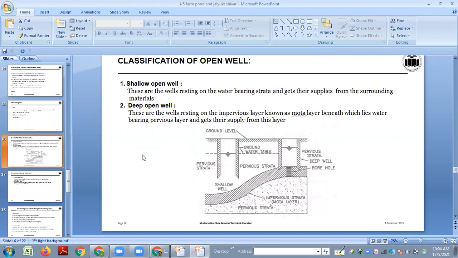Shallow wells are wells resting on the ground bearing strata, and they get their supplies from the surrounding material. Supply means water from the surrounding material. So this is the shallow open well. Its depth is less as compared to the deep well. Deep open wells are wells resting on the impervious layer.